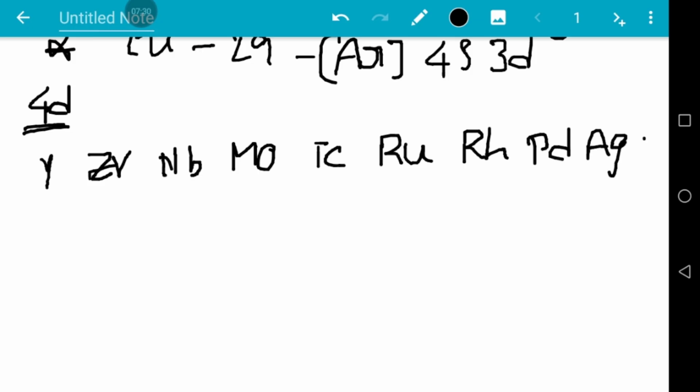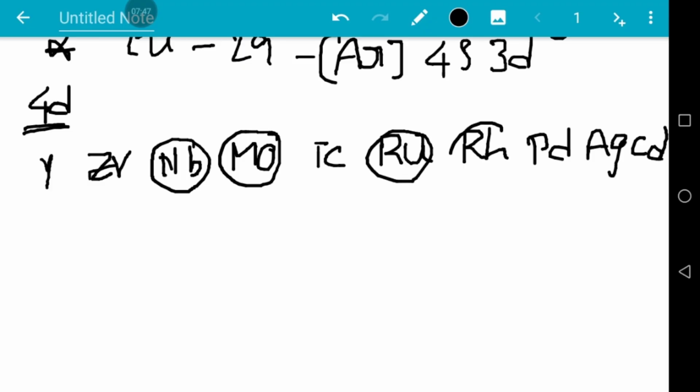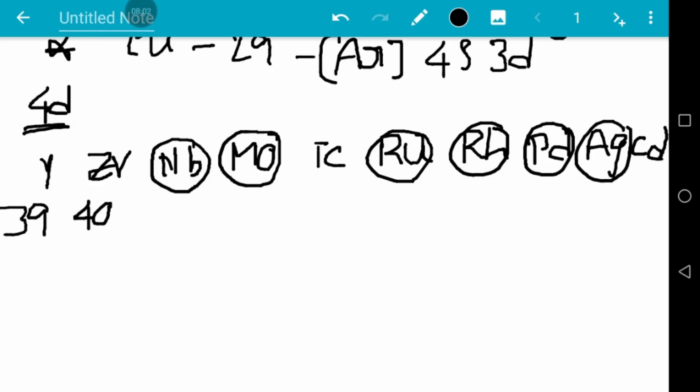So in this, what are the exceptional configurations? Niobium and molybdenum, and after that ruthenium, rhodium, palladium and argentinum. These all have exceptional configurations only. So here yttrium, what is the atomic number? That is 39. This is 40, like that 41, 42. Cadmium is 48. So how to write the configuration?